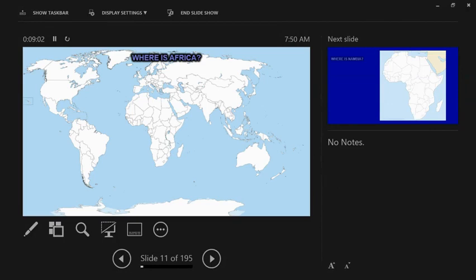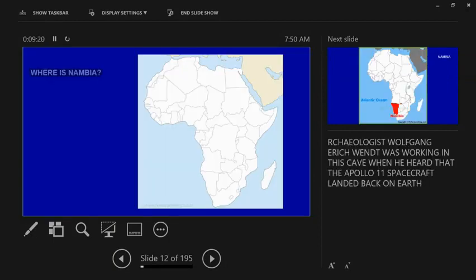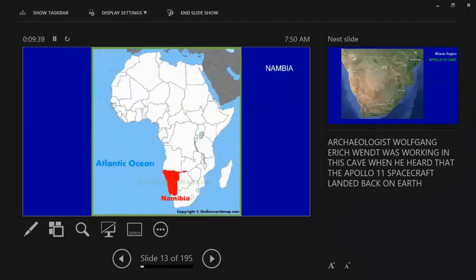So the first place that we're going to look at is in Africa. On this map, can you find Africa? Yes, it is the easiest continent to find. All right, so if we get a close look at Africa, now the next question is, where is Namibia? It's okay, I don't expect you to know. I didn't know when I was doing this. All right, Namibia is down there.